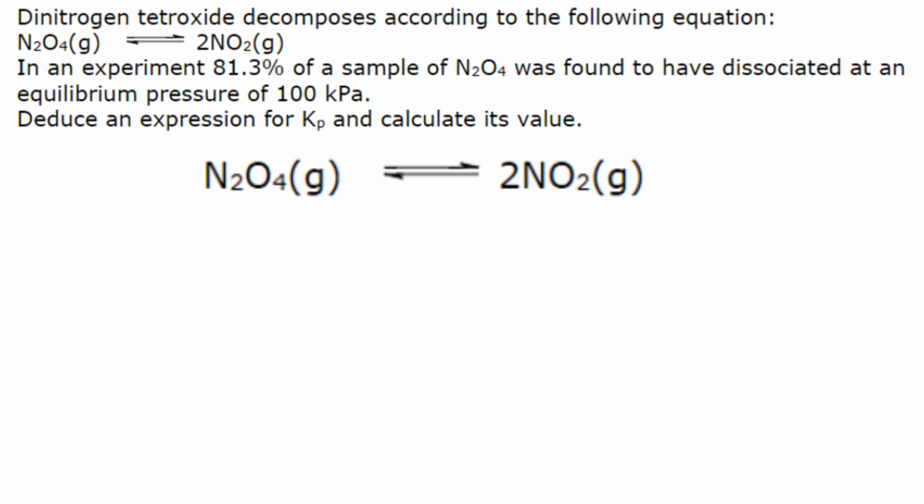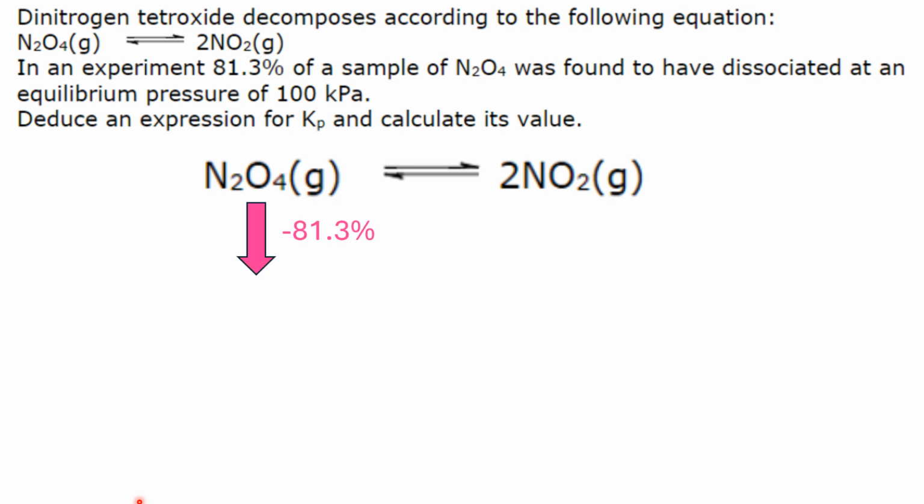I'll come up with the expression for KP a little bit later on in the video. I start off by taking you through how I'm going to use where it says in an experiment 81.3% of the sample of N2O4, which is this, was found to have dissociated, broken up in other words, into NO2 at an equilibrium pressure of 100 kilopascals.